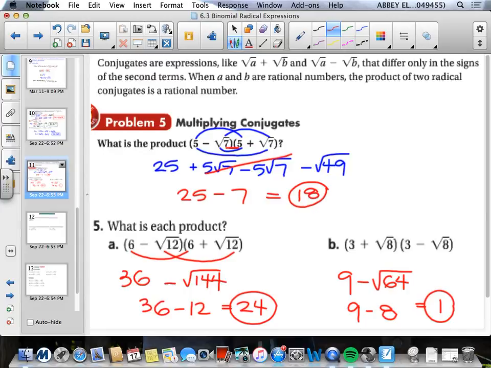You can look up here. I got 1 as my final answer. I squared the first term, squared the last term, and multiplied the last two to get the square root of 64. The square root of 64 is 8. 9 minus 8 gives me 1.